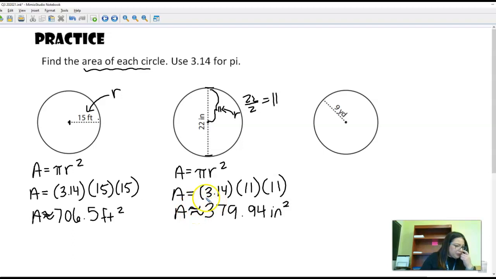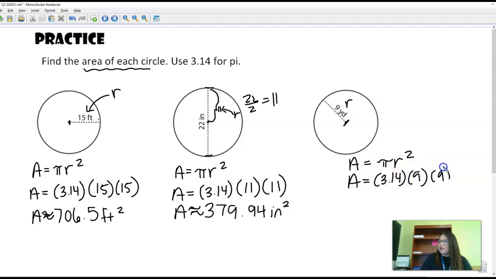Okay, so what do you guys think? Do we have to chop the next one in half? Let's see, they gave us the radius. So no, I don't have to chop it in half. I'm just going to go ahead and use my formula, pi r squared. So I'm going to say area equals 3.14 times 9 times 9. And just type it into your calculator.